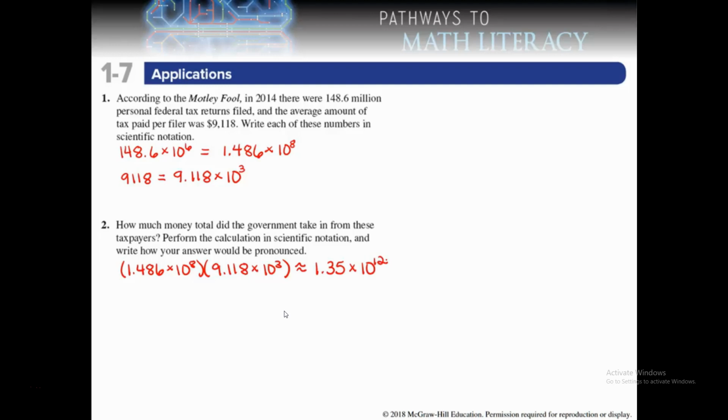From our chart earlier in the lesson, we know that 10 to the 12th is a trillion. So the way that would be pronounced is $1.35 trillion.